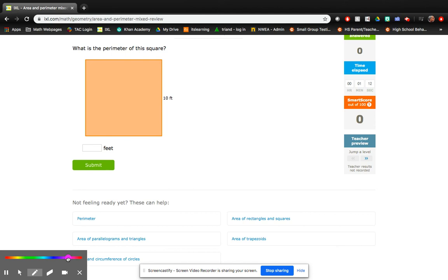Okay, I've had some requests for additional examples, and so I'm going to run through some quick area examples, and then I'm going to get to the missing side examples.